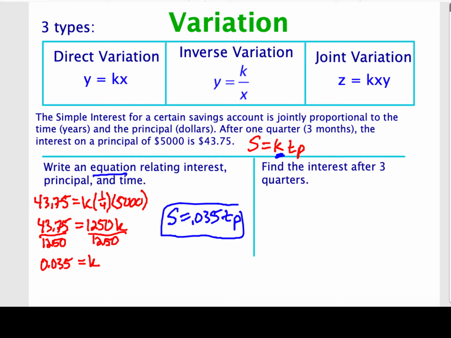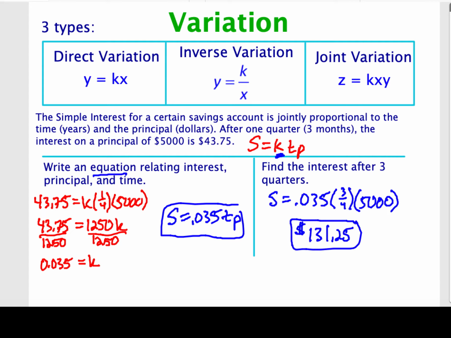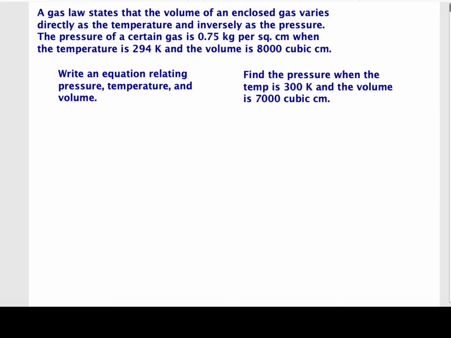Then we can go use our equation, find the interest after 3/4. Well, now very simply, we've got our equation. We know the interest rate. We know that 3/4 is our time. And since we didn't mention changing the principal, we'll assume they mean let's keep that principal the same. If we take 0.035 times 3/4 times $5,000, we are going to end up with $131.25 in interest.